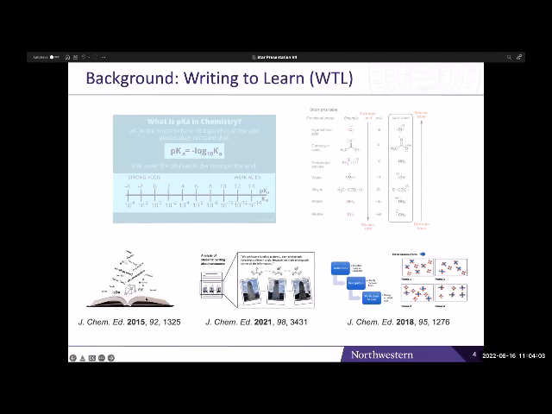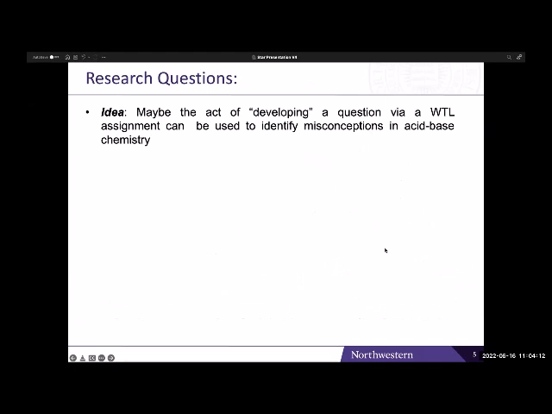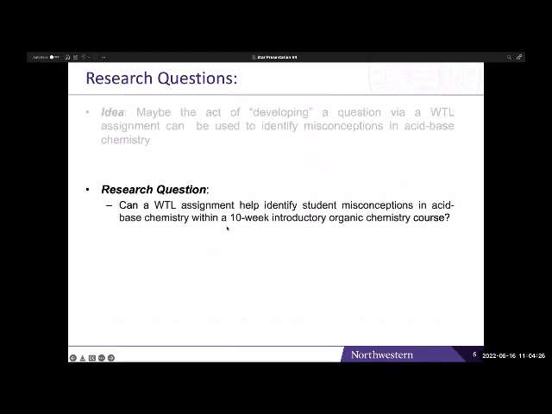This has been recently utilized for several different chemical features and ideas, but hasn't really been implemented as much in acid-base chemistry. So I thought, well, maybe we could have the students develop a question, which we'll go over in a second, using a writing to learn assignment. And that could be used to identify some misconceptions that they might have in acid-base chemistry. Maybe this could be a tool we use to identify misconceptions. So that was the research question: can a writing to learn assignment help identify student misconceptions in acid-base chemistry within a 10-week introductory organic chemistry course?